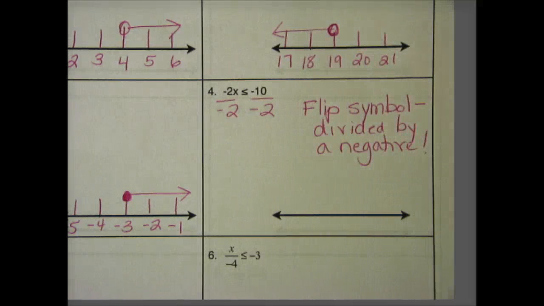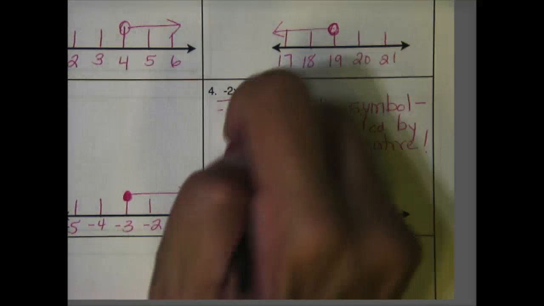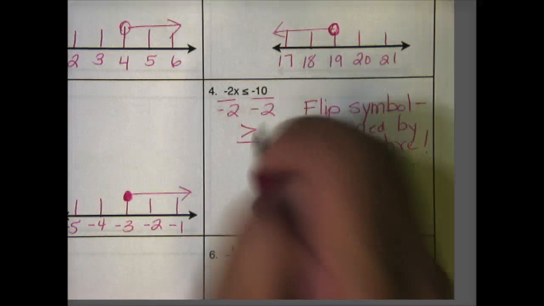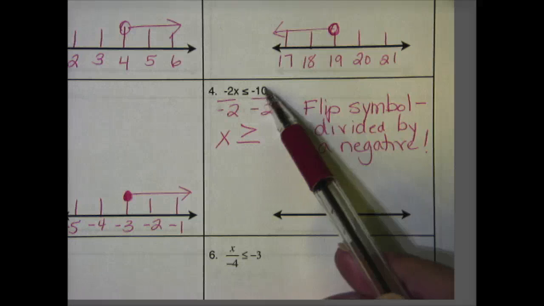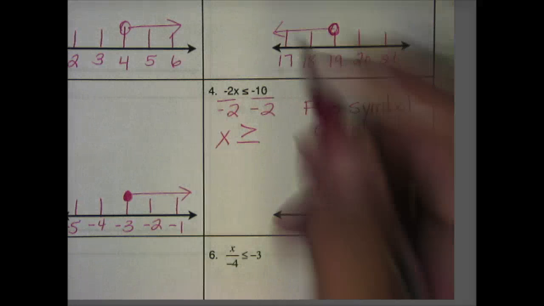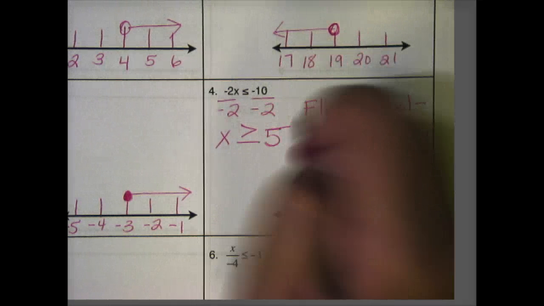Just to remind you, we'll write that out there. We divided by a negative, so we're going to flip that from less than or equal to, to greater than or equal to. x is greater than or equal to 10 divided by negative 2, which is negative 5.